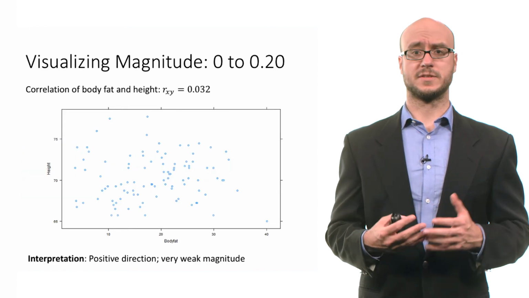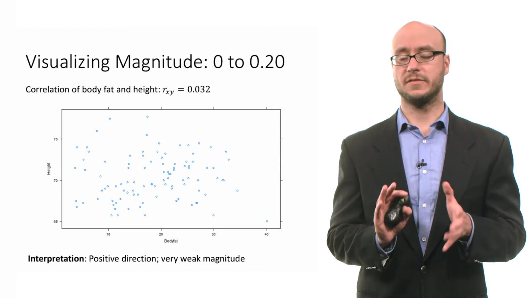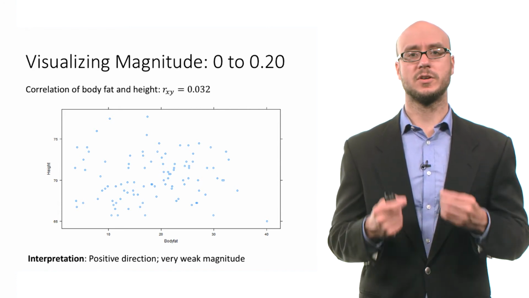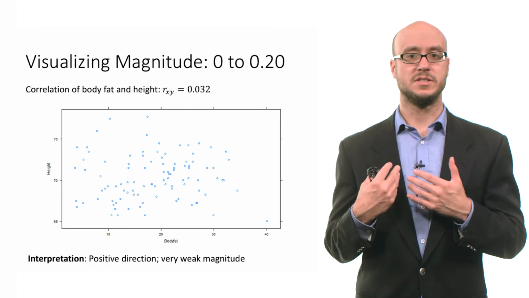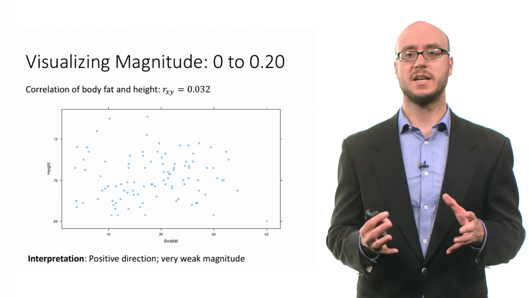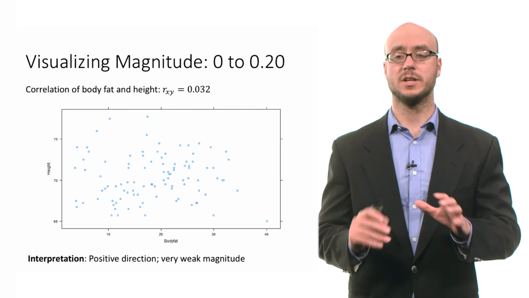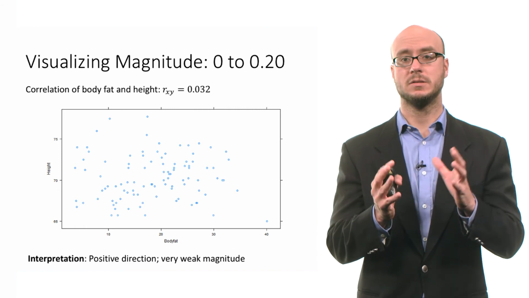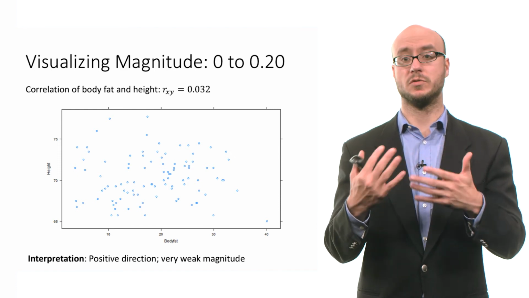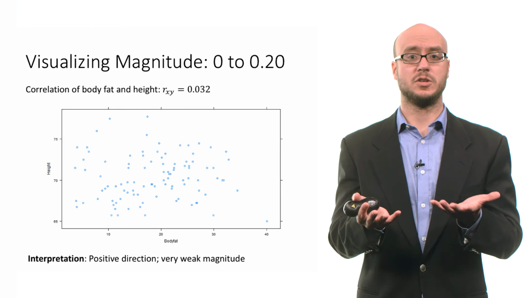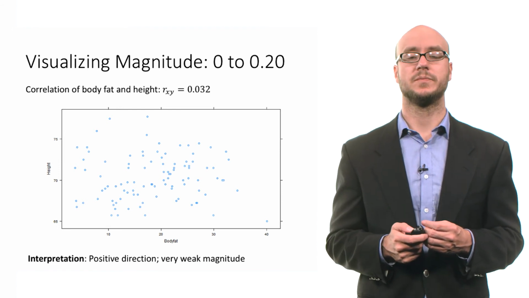Let's look at a few examples from our data set. So in this data set of individuals, we can calculate different scatter plots and different correlation coefficients. So here's a correlation between body fat percentage and a person's height. It's 0.032. Using this set of guidelines, this is a very weak magnitude, but it is a positive direction. This is also reflected in the scatter plot. The scatter plot looks like a cloud. It's basically just a bunch of noise. You can't even really tell that there's a very, very small positive relationship between these two.